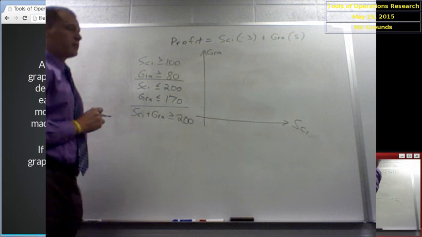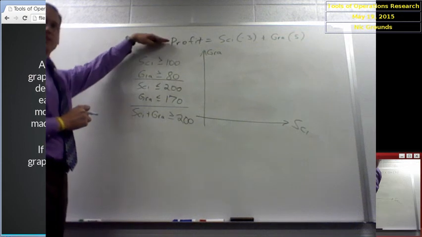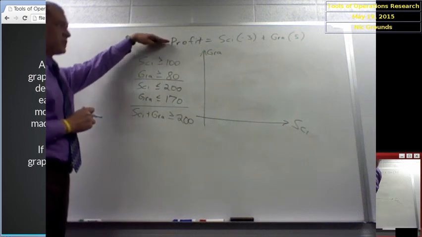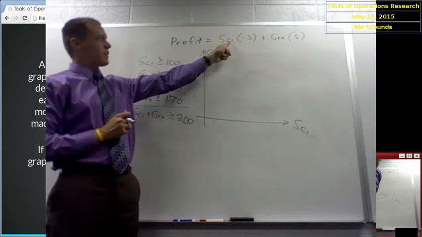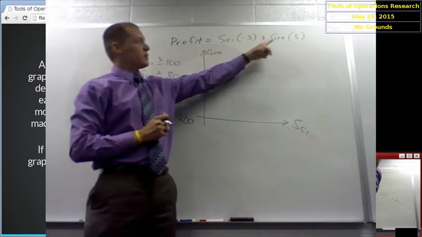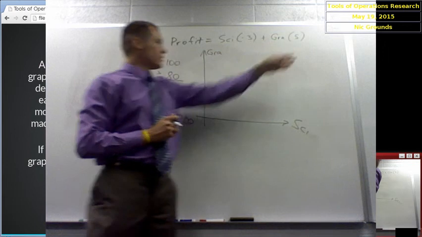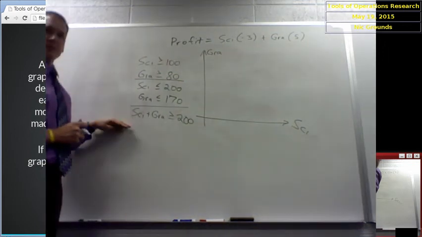Okay, so that's what we have. Our profit is our objective. We want to maximize this. It's computed as scientific calculators times -3 plus number of graphic calculators times 5. We have 5 constraints. Okay?